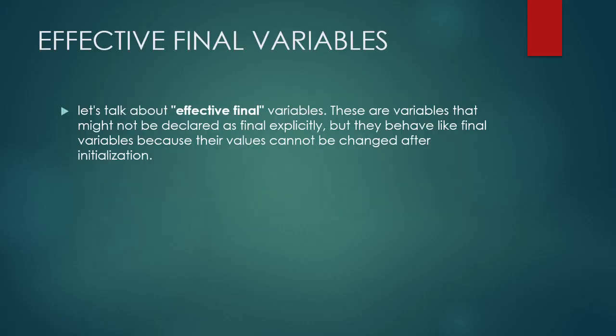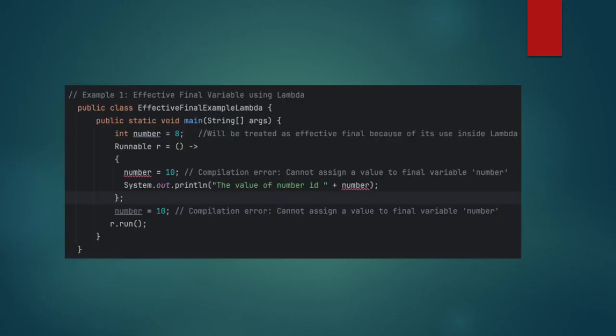So what is effective final? We need not explicitly declare a variable with the keyword final, but it will behave as final when the values are changed in certain scenarios. We will see what those scenarios are.